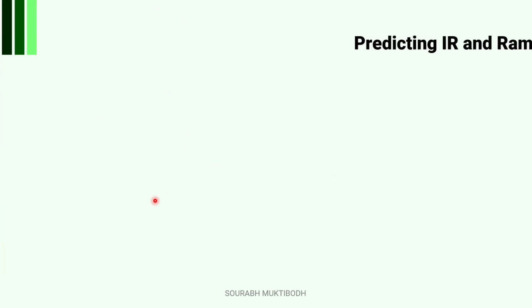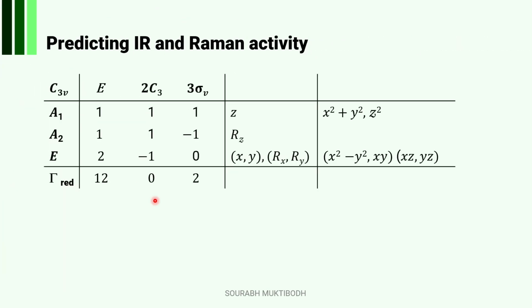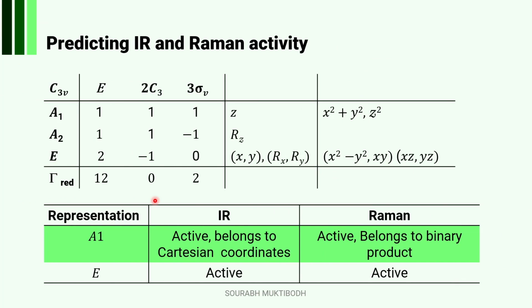And further, you can see whether they are IR active or inactive vibrations. If they belong to one of the Cartesian coordinates, A1 is showing Z here, so A1 has to be an IR active vibration, and because there is a binary product here, it is also Raman active. If we are talking about E, because X and Y are written here, they are IR active, and because a binary product is also written here, it's also Raman active. So what we conclude is that A1 and E are both IR and Raman active vibrations.